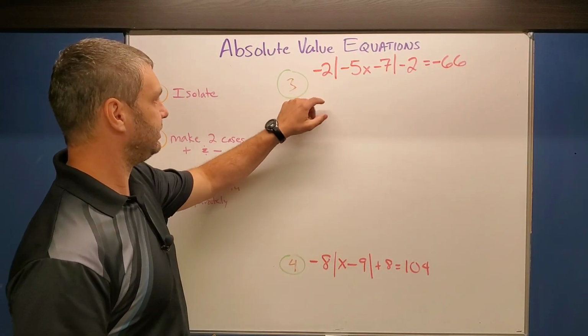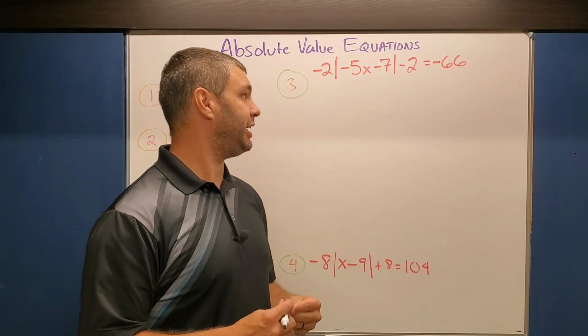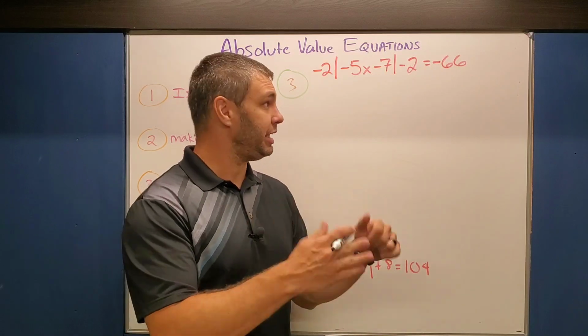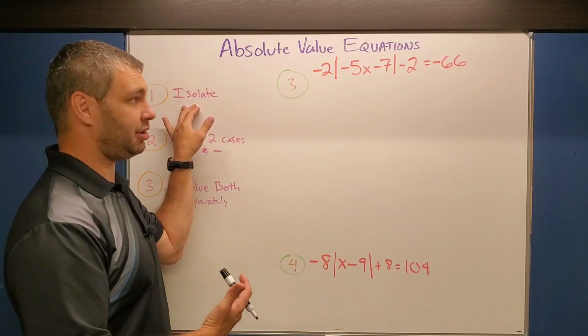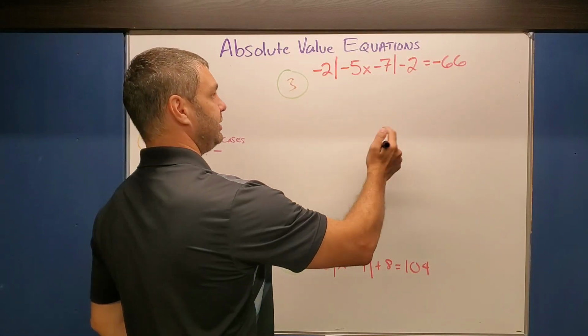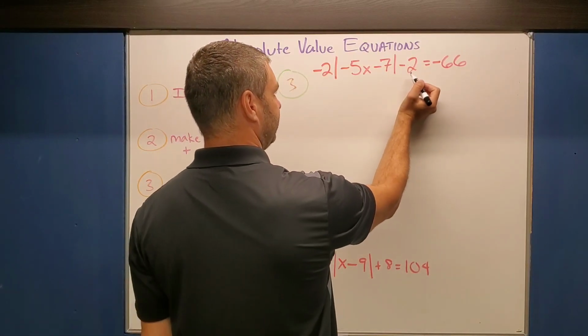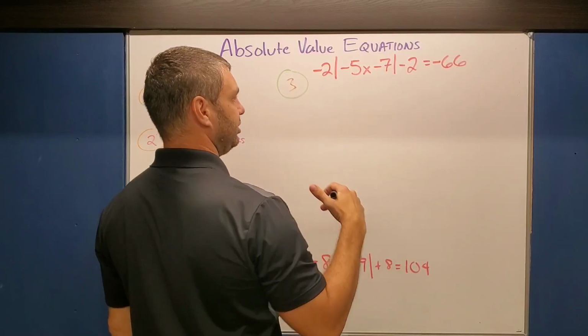This first one says negative 2 times the absolute value of negative 5x minus 7, minus 2, equals negative 66. So we're going to go back to our checklist. Isolate our absolute values and everything inside of it, which I have as negative 2 on the outside and this negative 2. And so I have to move both those over.